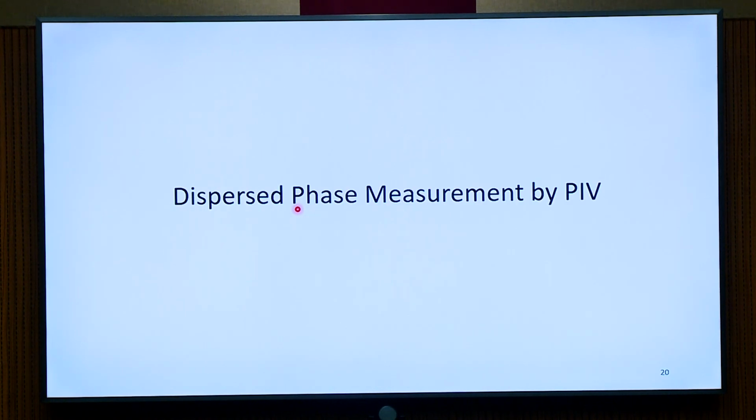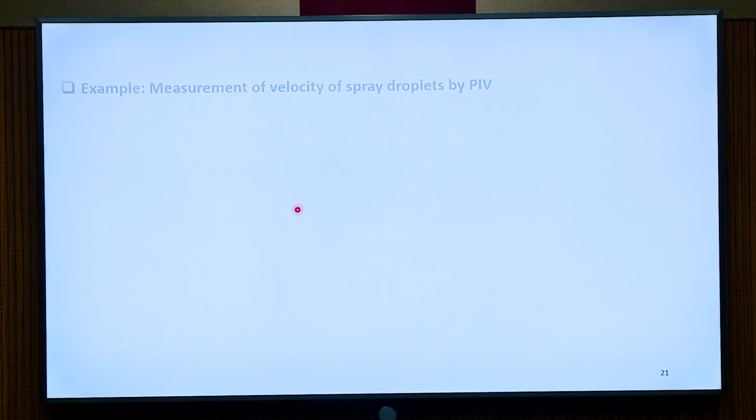Okay, so now we will come to the main part of the discussion. So how do we measure the dispersed phase by PIV? So, okay, I have this technique. Now instead of the tracer particles, I have a multi-phase flow. For example, let's say I have a spray. I don't have to seed anything. Already particles are there and I do PIV measurement. So what do we get? So I will show an example here.